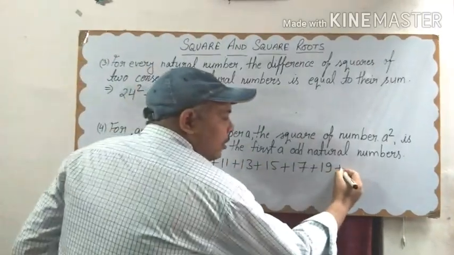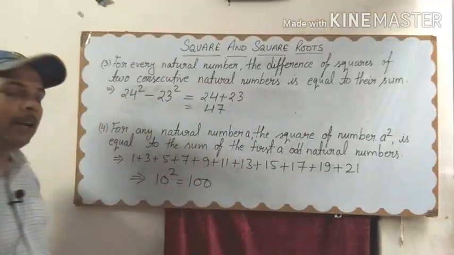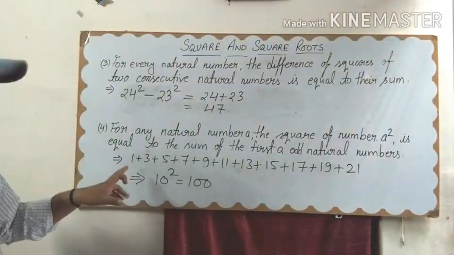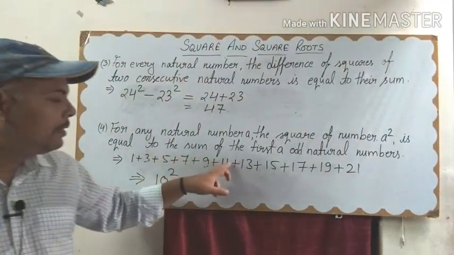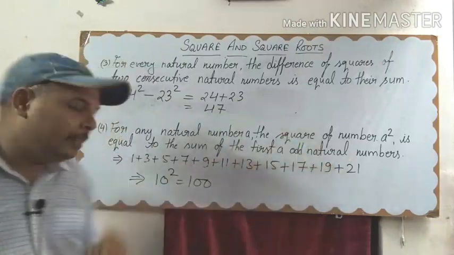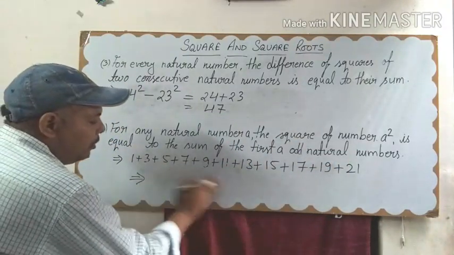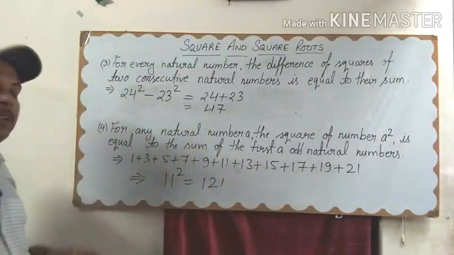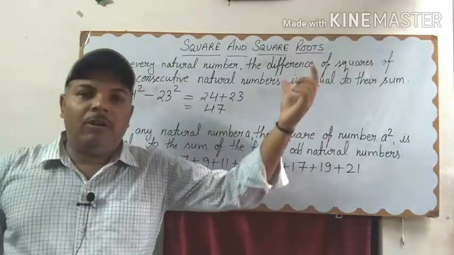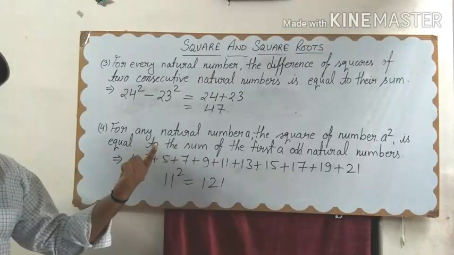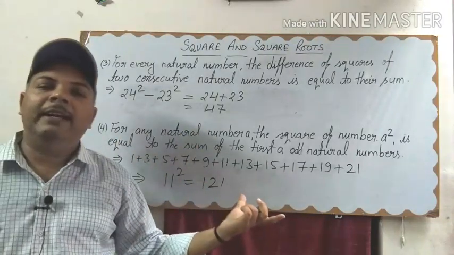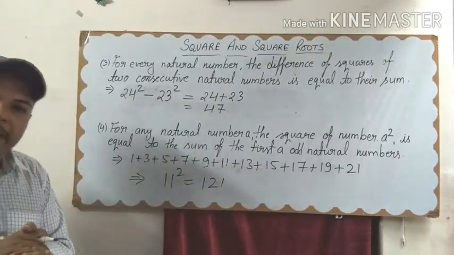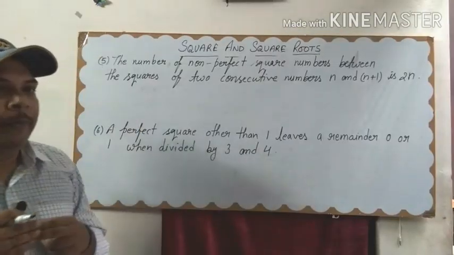Suppose one more odd number is there. Then how many odd numbers are there? 1, 2, 3, 4, 5, 6, 7, 8, 9, 10, 11. So this time we will do the square of 11. The answer will be 121. Means the sum of these odd numbers will be 121. So using this property you find the sum very easily. Clear?